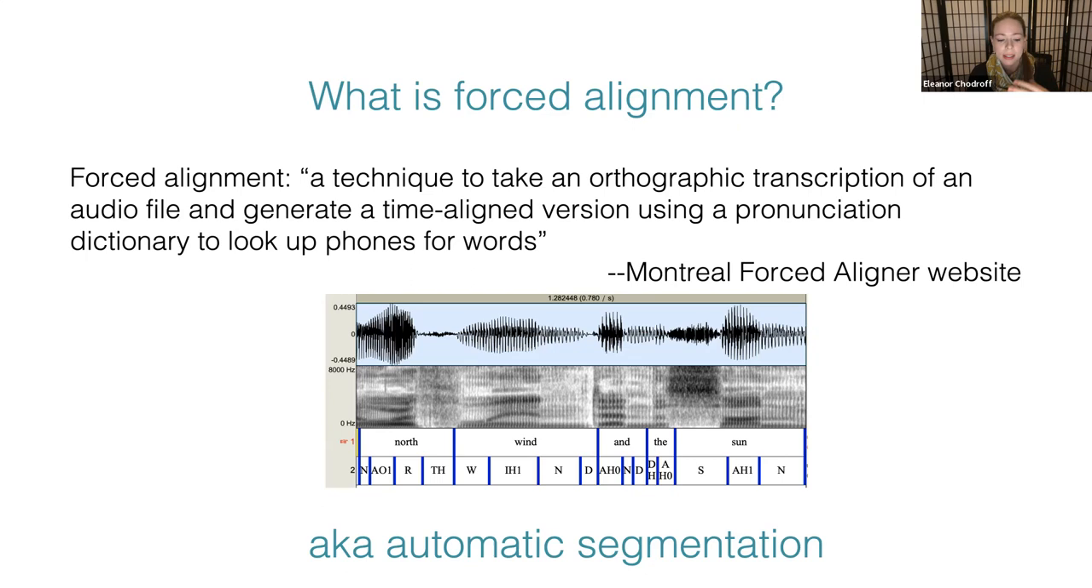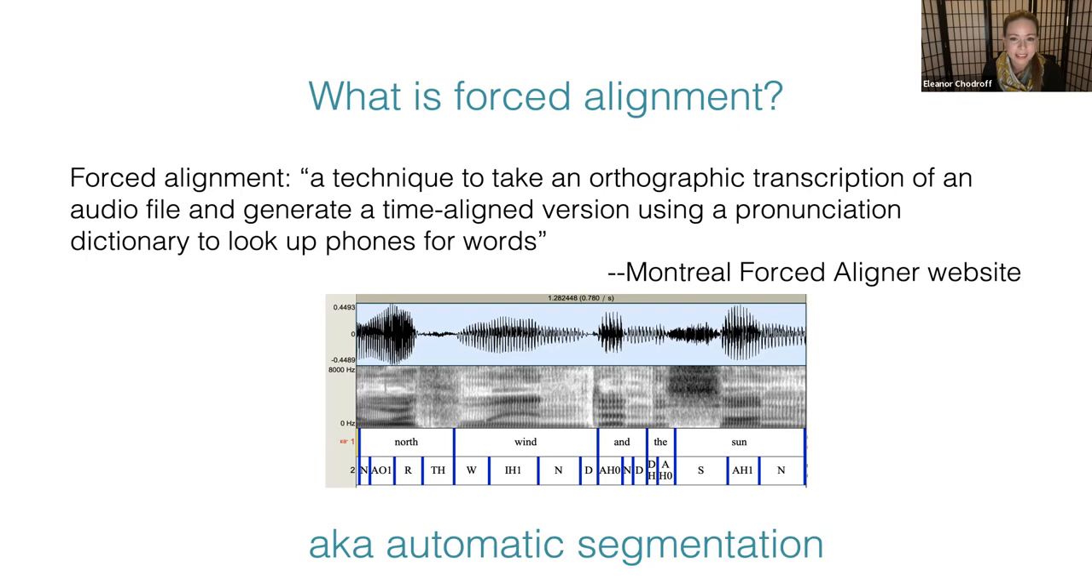Also known as automatic segmentation, where we've got this screenshotted image of Praat with our spectrogram and waveform, and we have some transcript like the north wind and the sun, and we want to split that into phone level units. I'm going to use the term phone somewhat loosely here, not so much as a linguist, but more as an engineer, where it's just some unit of speech that we as the analysts consider a useful segment to analyze.